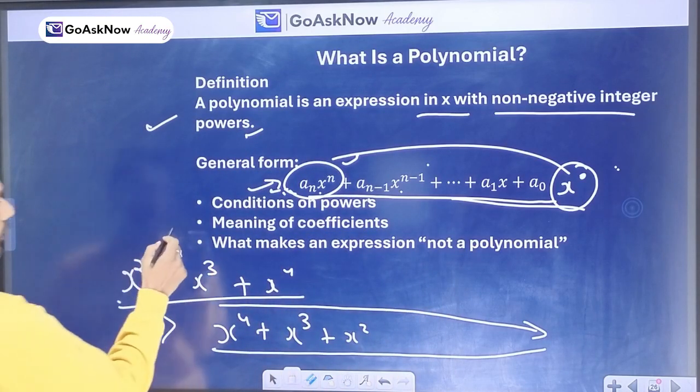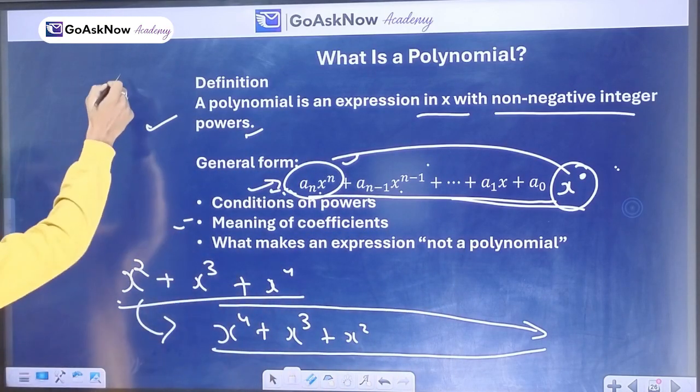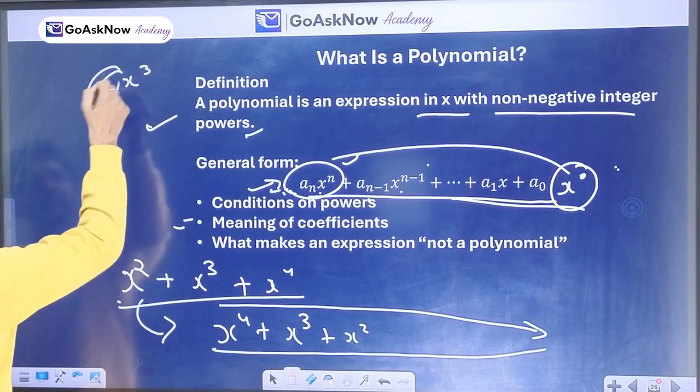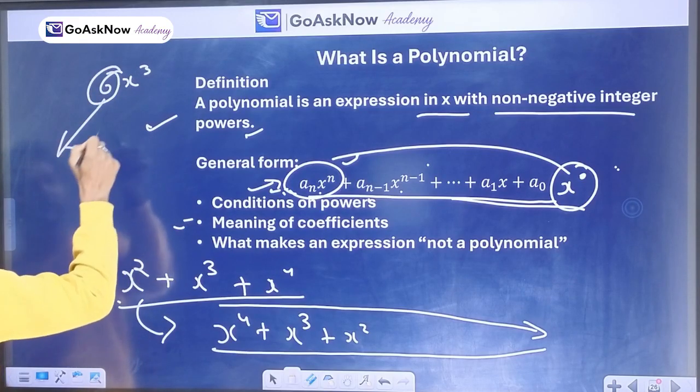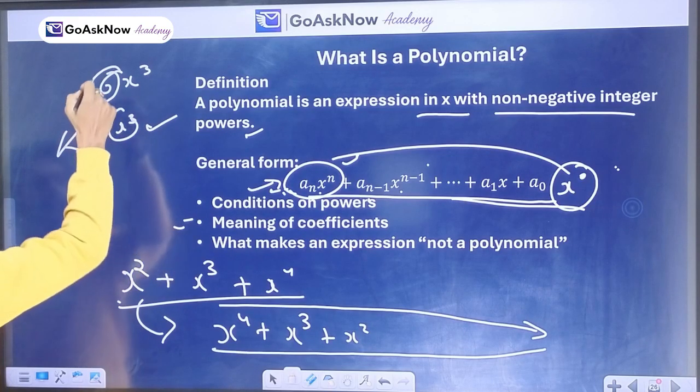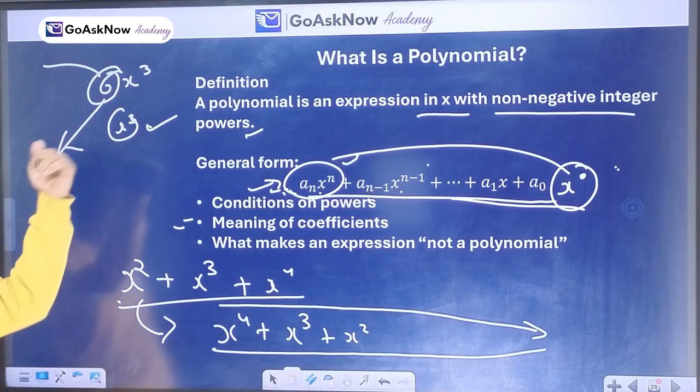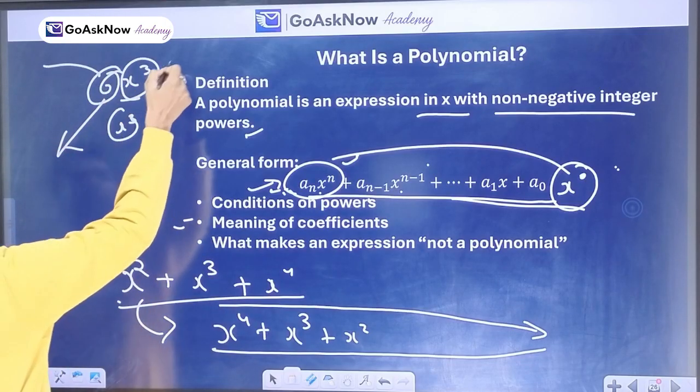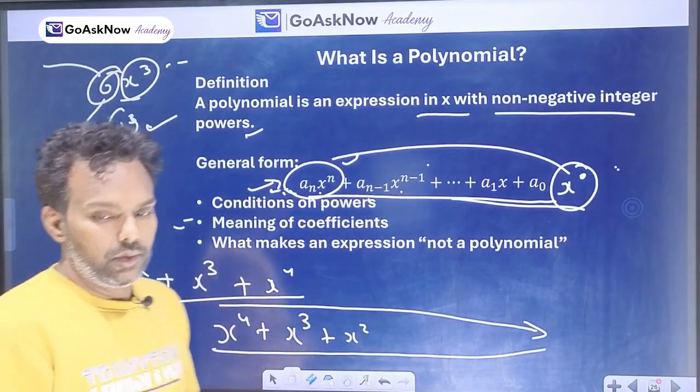What is the meaning of coefficient? In 6x cubed, 6 is the coefficient of x cubed, or I can also say that 6 is the constant and x cubed is the variable part.